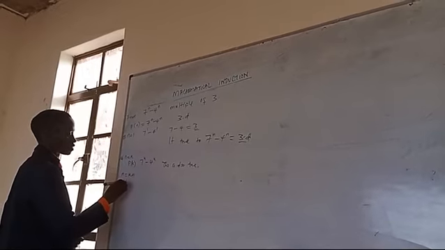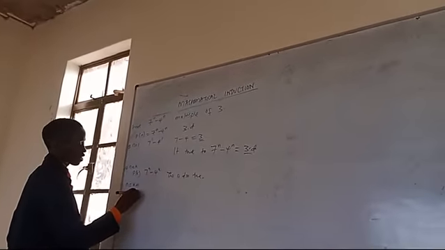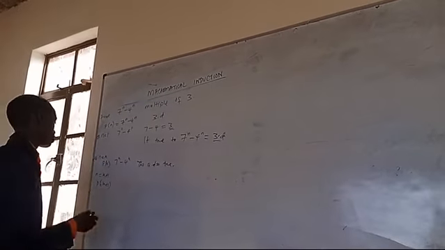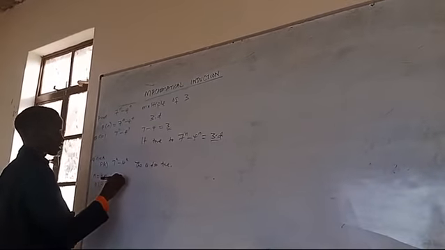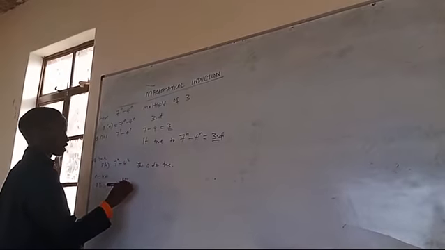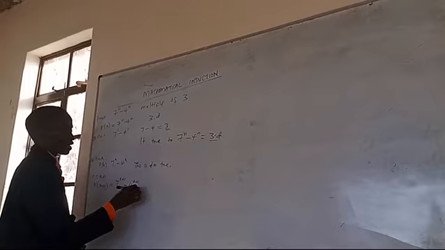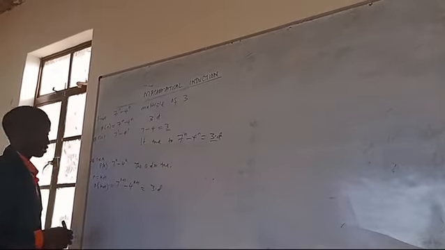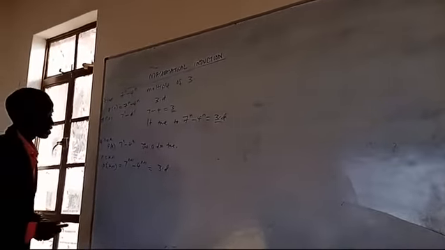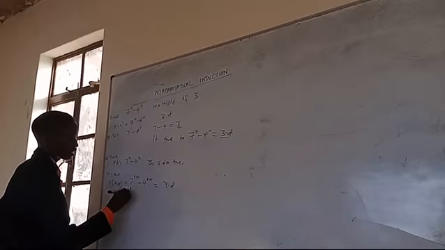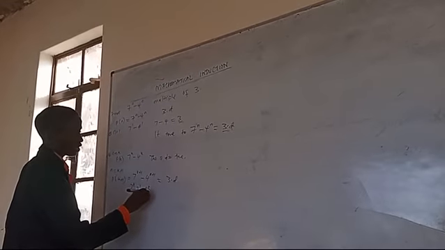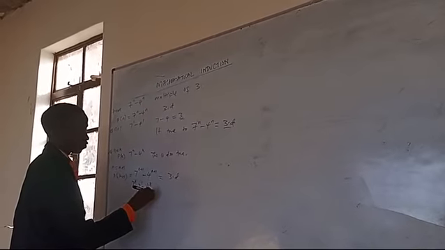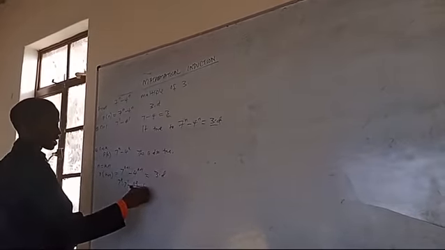So we'll be checking P of k plus 1, whether it will give us the same thing as we had. Wherever we have n, just replace it with k plus 1. So we have 7 power k plus 1 minus 4 power k plus 1, and we check whether it will give us a multiple of 3. What you normally do is expand this: it will be 7 power k multiplied by 7 power 1, minus 4 power k multiplied by 4 power 1.